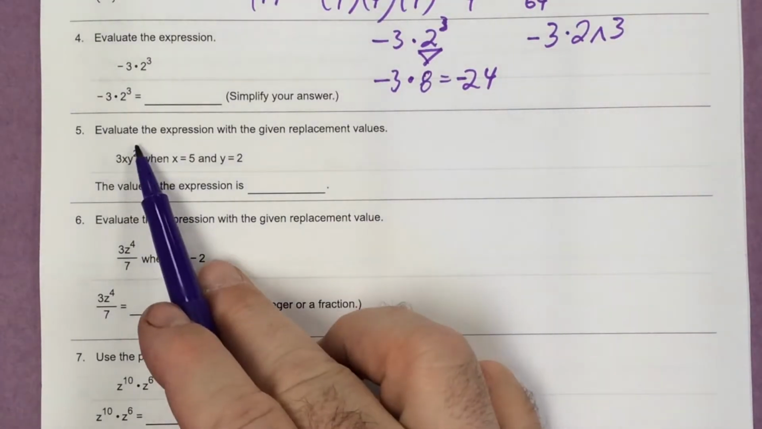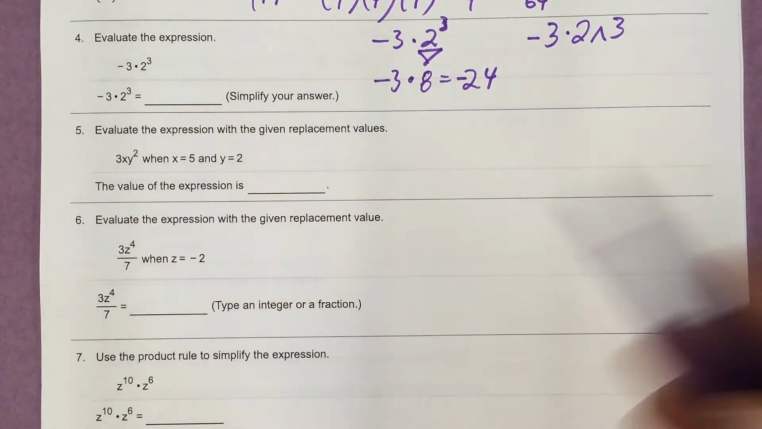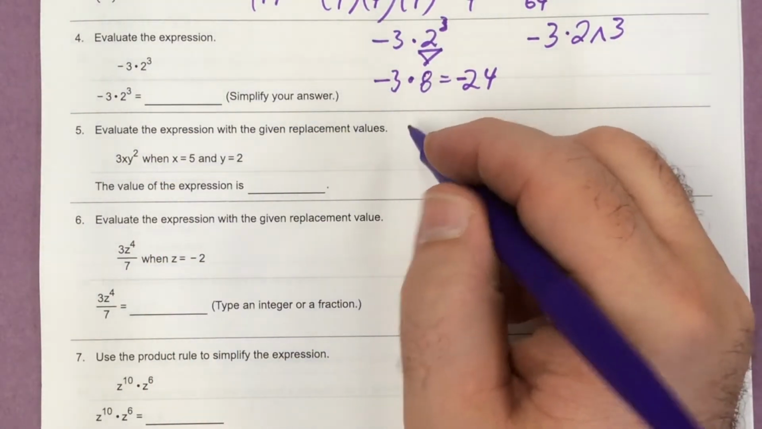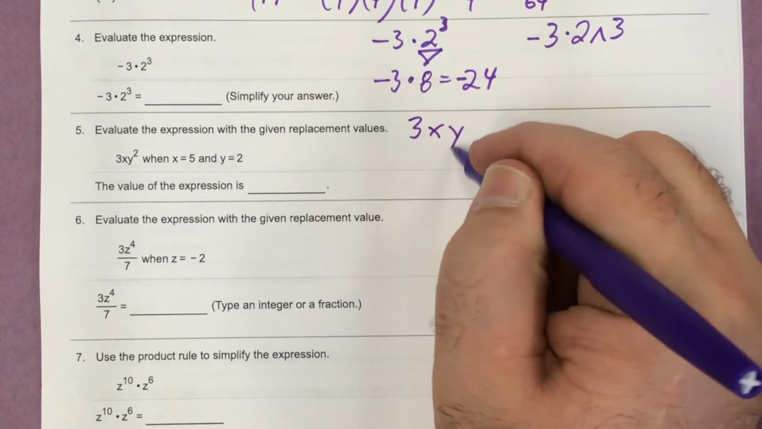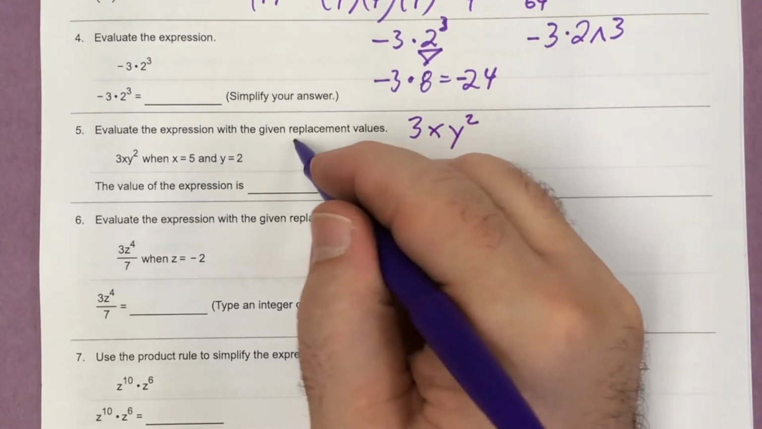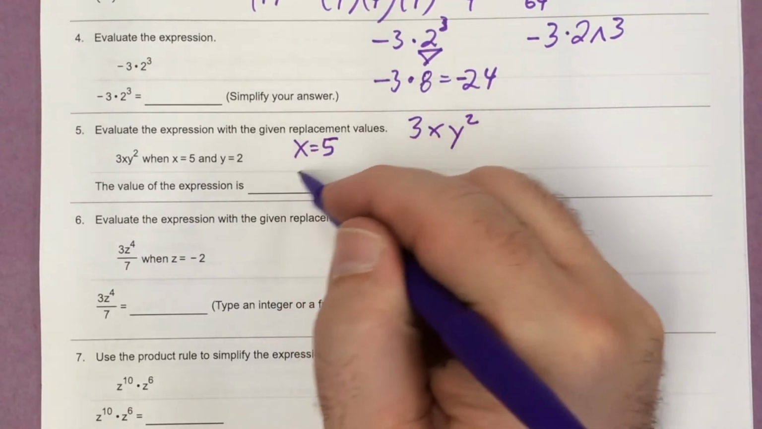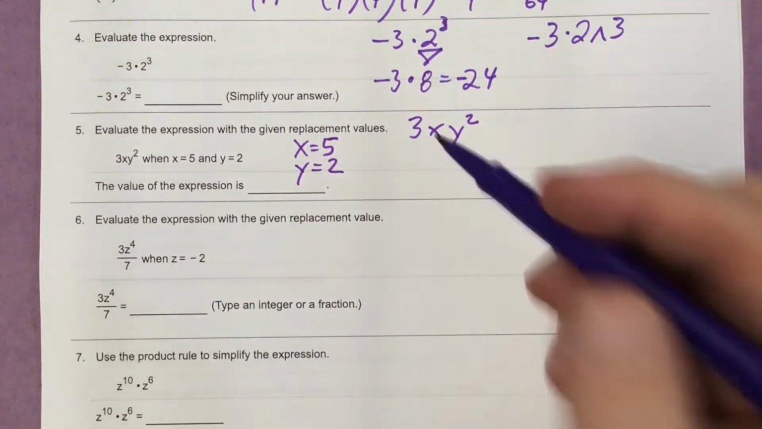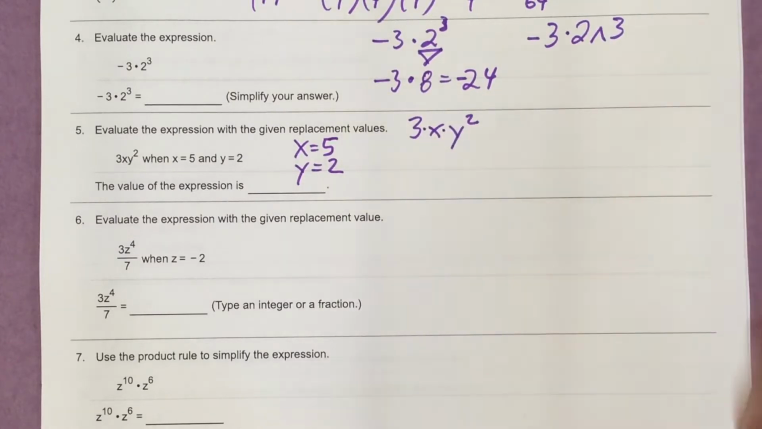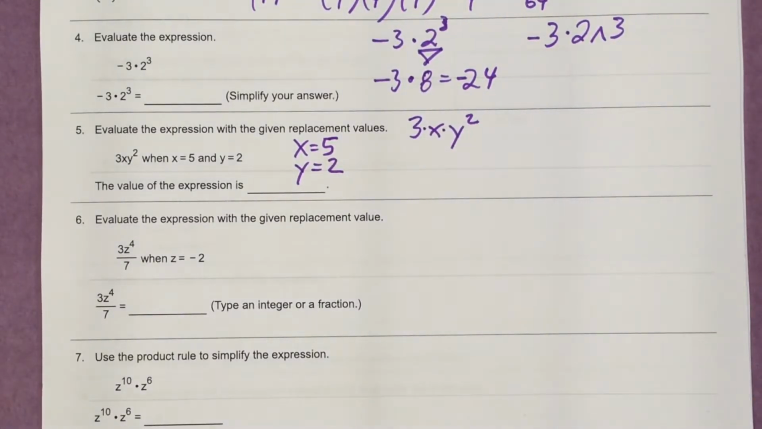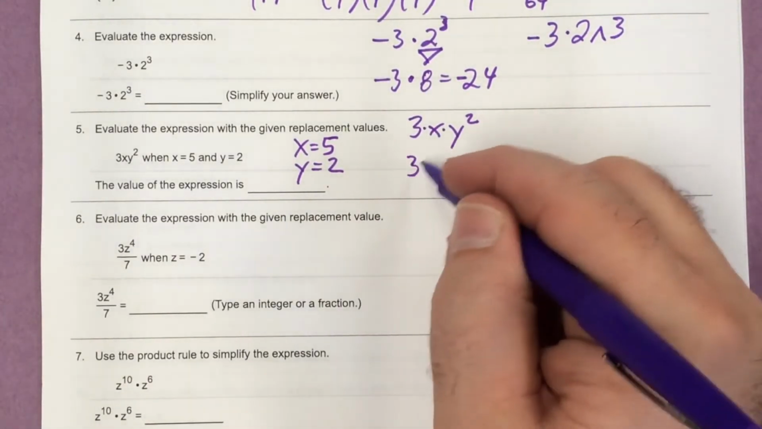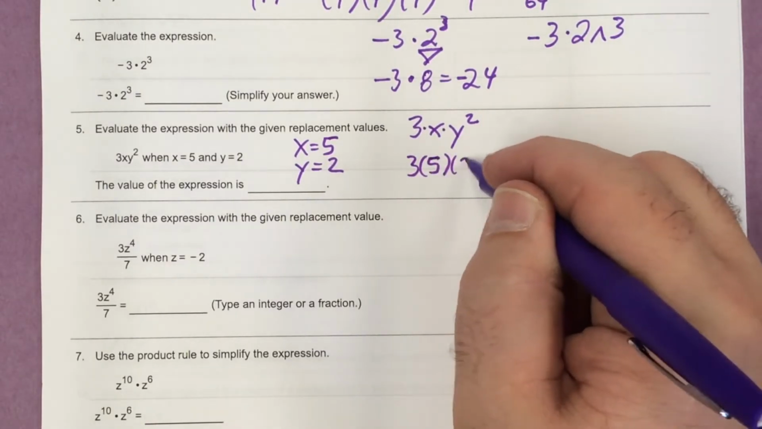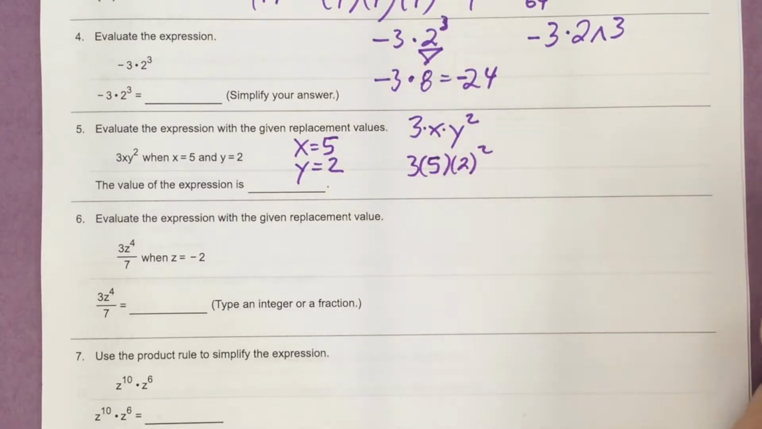All right, so here it says to evaluate. So when it says to evaluate, that just simply means find the value. So it wants us to find the value of 3xy squared when x is equal to 5 and y is equal to 2. Since it's implied that multiplication is between all of these operations, I'm going to write this out as 3 parenthesis 5 and then parenthesis here 2 squared.